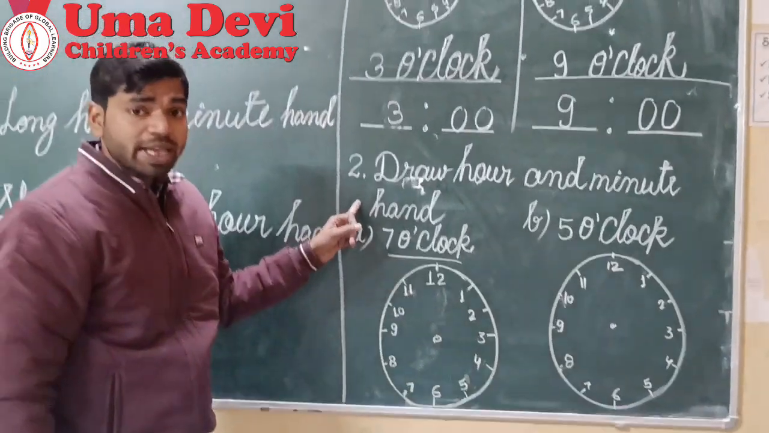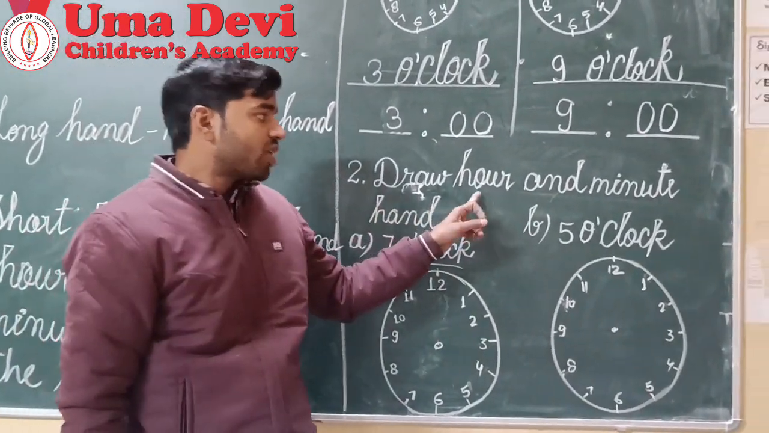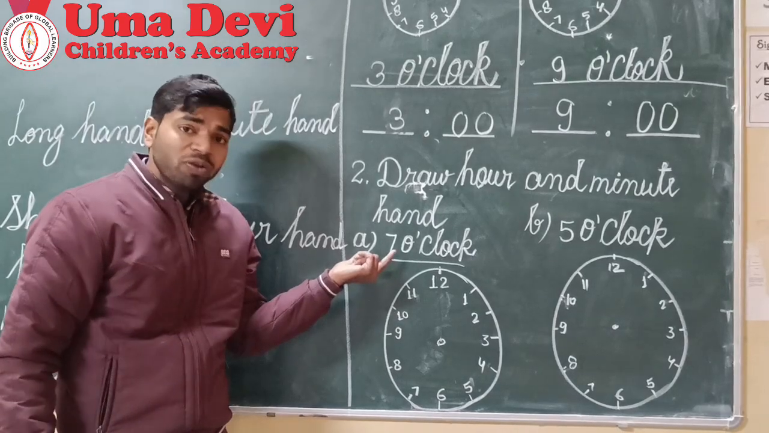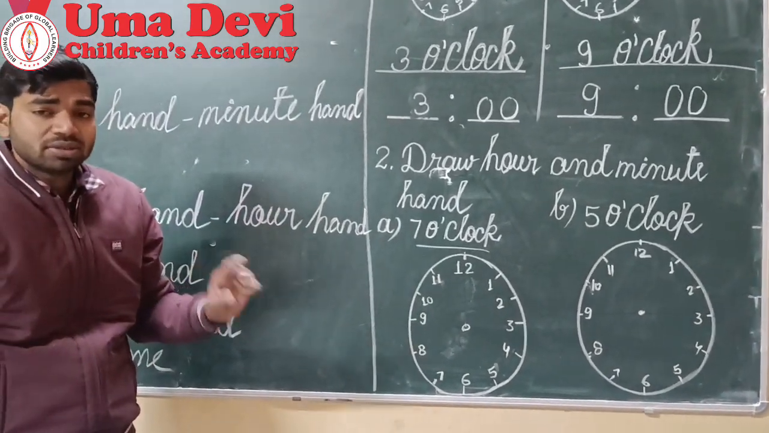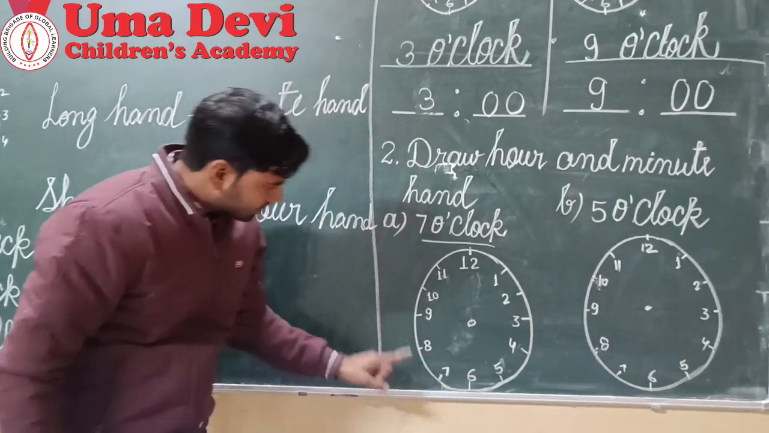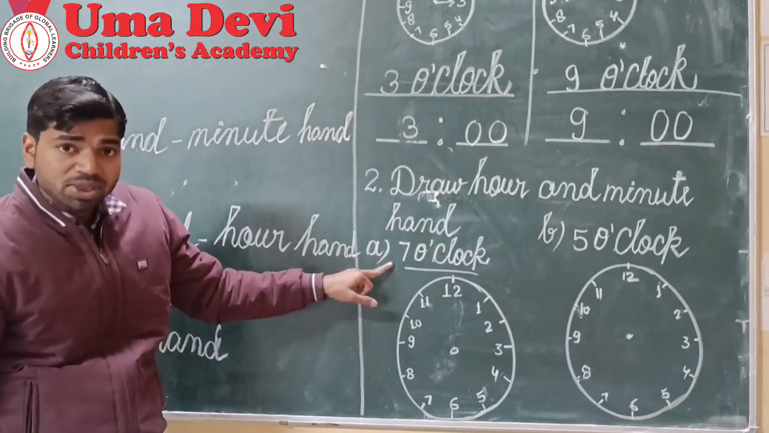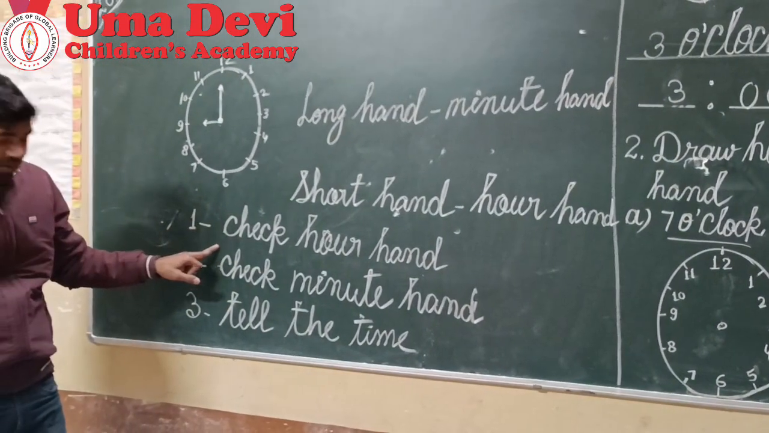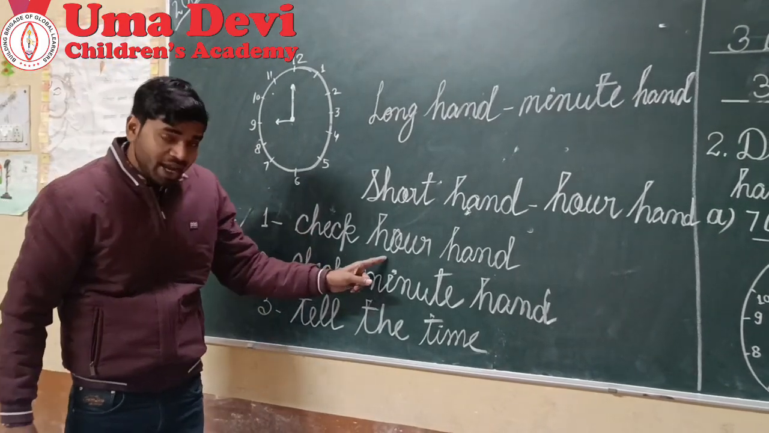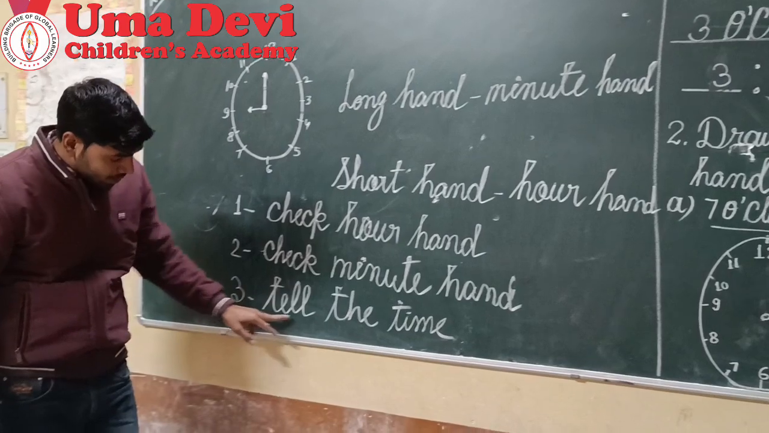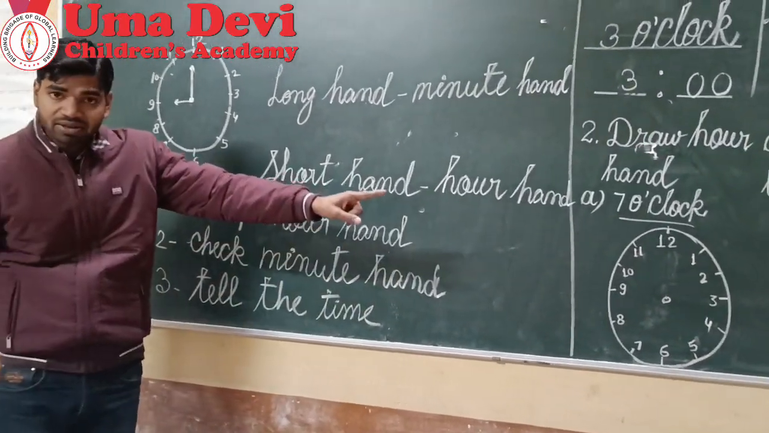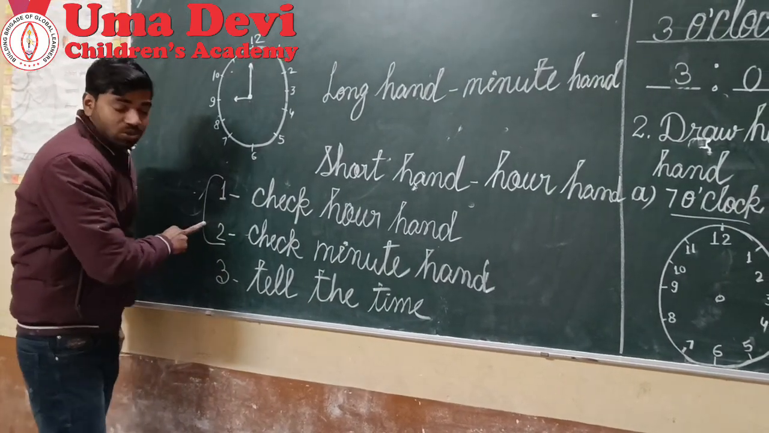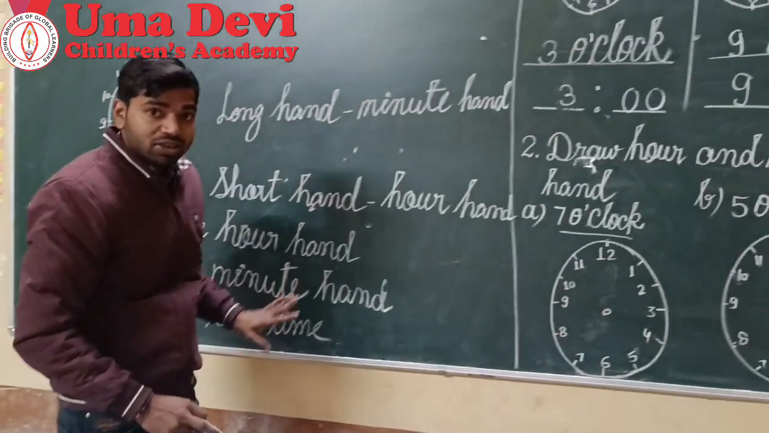Okay. In this second question, we have to draw the hour hand and minute hand. Right? So how do we draw the minute hand and hour hand? So look at this clock and look at the time. The time is 7 o'clock. As we know all these three steps, we check the hour hand, then the minute hand, then tell the time. Now the time is given, and we have to find these two things, the hour and minute hand, where they will be.